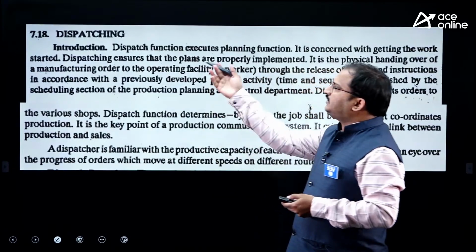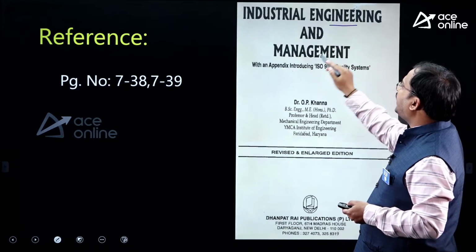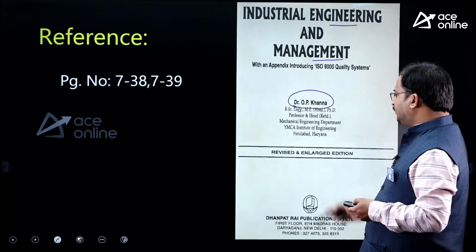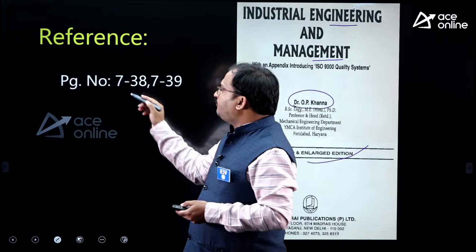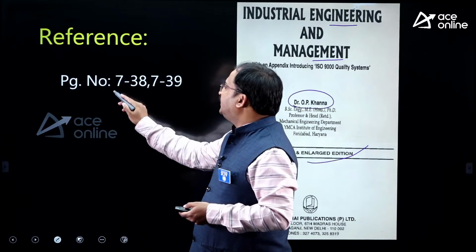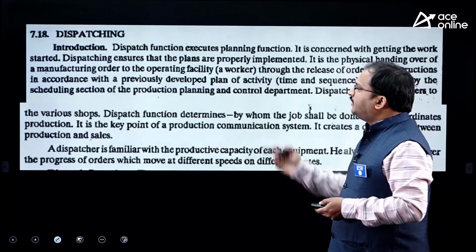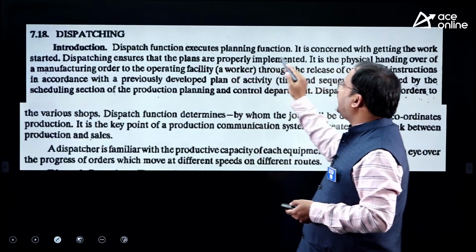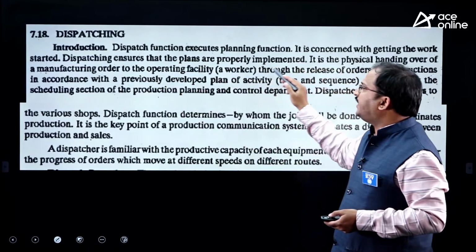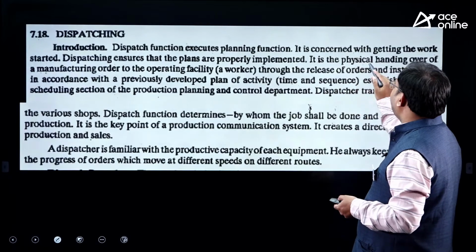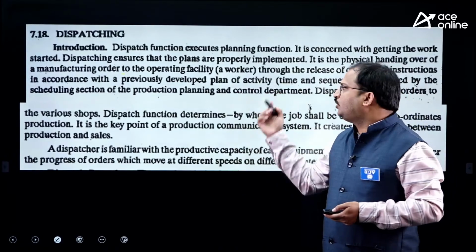You can see this is the reference, 7.18 Dispatching. This is available in the textbook Industrial Engineering and Management by Dr. O.P. Khanna. This is the revised and enlarged edition, from Dhanpat Rai Publications. The page numbers you can consider as reference here are 7.38 and 7.39 of this book. The definition goes like this: the dispatch function executes the planning function. It is concerned with getting the work started. Dispatching ensures that the plans are properly implemented. It is the physical handing over of a manufacturing order to the operating facility, that is, to a worker.